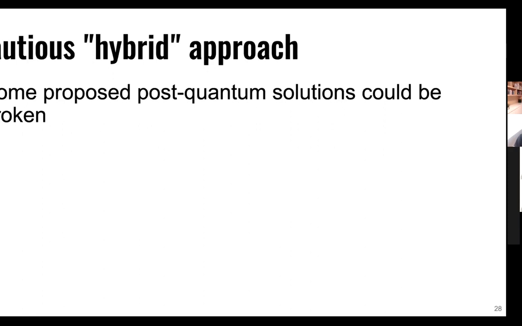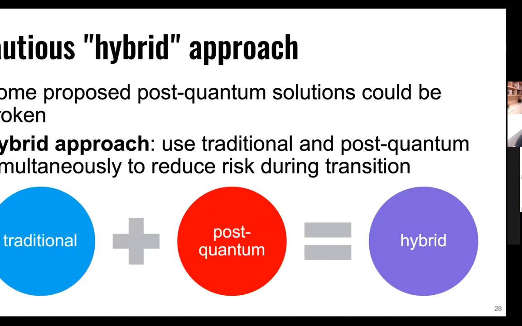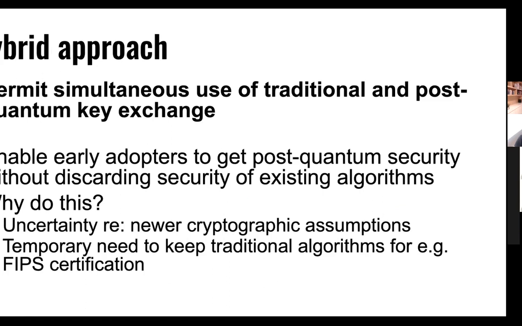motivated by the idea that some proposed post-quantum solutions could be broken. We have less confidence in their security, perhaps, because some of the assumptions are newer. And so in the hybrid approach, one would use a traditional and a post-quantum algorithm simultaneously to reduce the risk during this transition period of uncertainty. And there's a second motivating factor, which I'll talk about on this next slide, which is that you might temporarily need to keep traditional algorithms in place during a transition while you're waiting for certification of a new implementation.